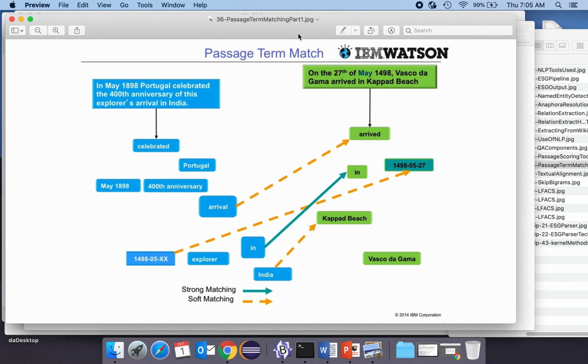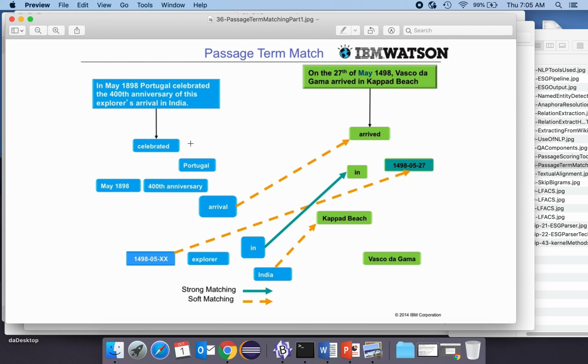This is a really nice example, and we'll stick with it here for this presentation and for the next. So here is a clue. In May 1898, Portugal celebrated the 400th anniversary of this explorer's arrival in India. Okay, so obviously they're looking for a person. Now here's a sentence that we might find in Wikipedia. On the 27th of May, 1498, Vasco da Gama arrived in Kapat Beach.